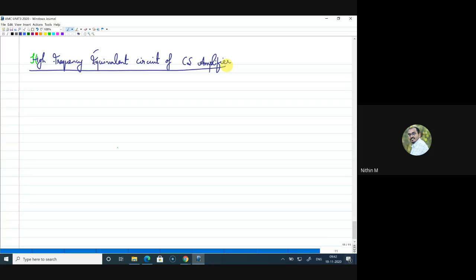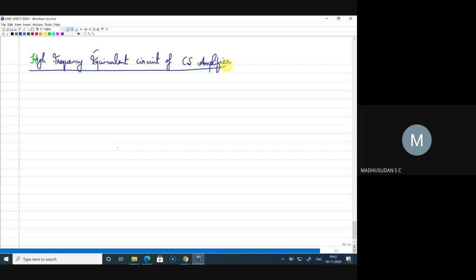Madhusudan? Yes, sir. Madhusudan, can you help me in drawing the equivalent circuit of the CS amplifier? Sir, I don't know. I was absent for the previous class. Oh, all right. Okay, but still forget about high frequency, just help me to draw the equivalent circuit of the CS amplifier.